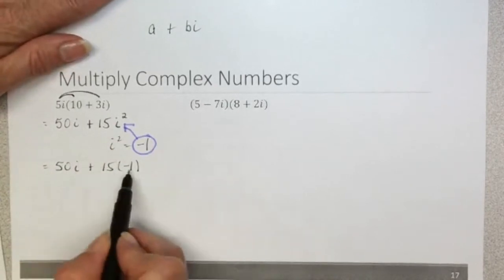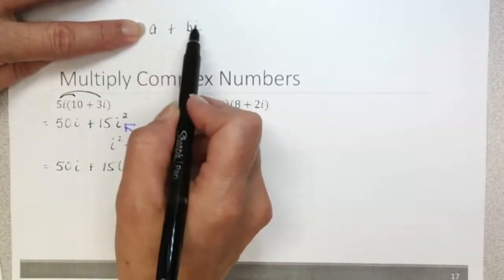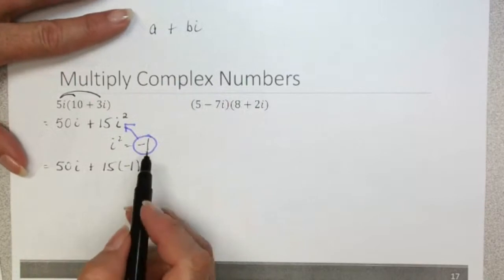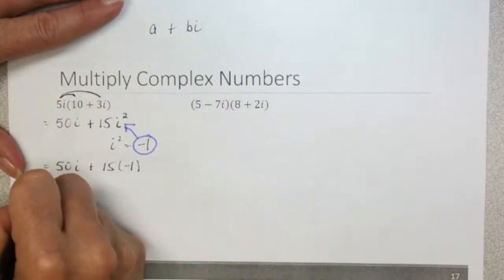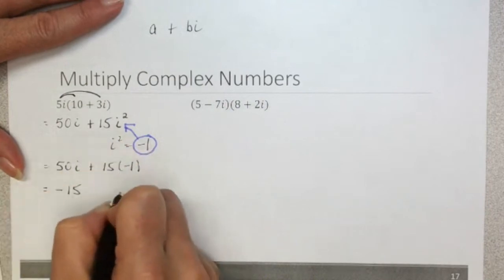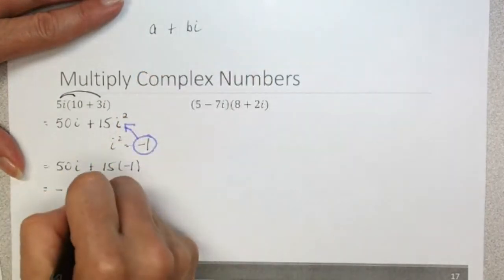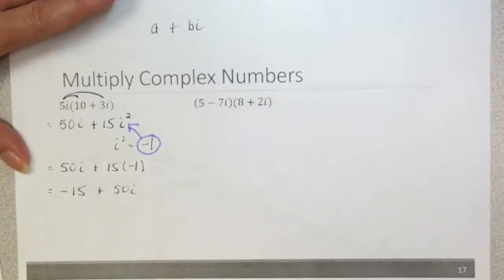Right? It's still not quite in the right form. Look, we should have the real portion first and the imaginary portion second, so we need to move it around just a little bit. 15 times negative 1 is negative 15, and that's going to be the real portion. So this is going to be negative 15, and then 50i is the imaginary portion, so that should come next, plus 50i. Okay?